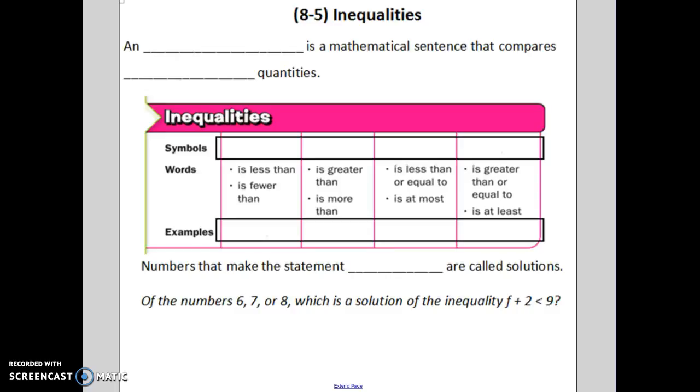All right, guys, today we're going to learn about inequalities, and this is something that we've learned about before. It's something you guys have talked about in third, fourth, and fifth grade, but now we're going to put a little pre-algebra twist on it and solve inequalities similarly to how we solved equations last chapter. So let's take a look at our notes.